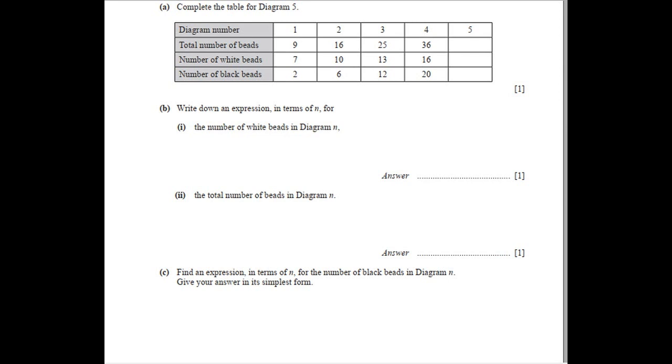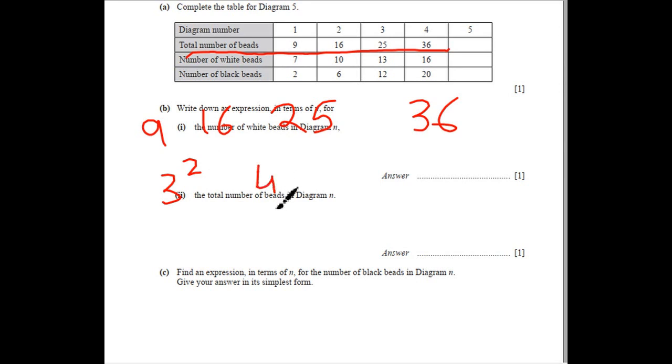B2. Write down an expression in terms of n for the total number of beads in diagram N. So we need the nth term of this line. 9, 16, 25, 36. 9 is 3 square, then 4 square, then 5 square, then 6 square. So our nth term will be some formula whole square.